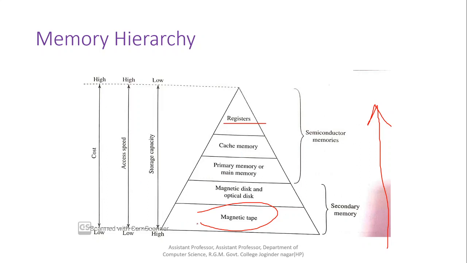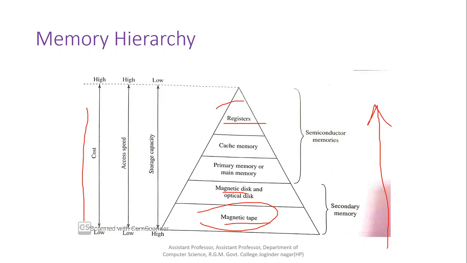When we go from bottom to top, the cost of the memories increases. One of the cheapest memories available in the market is magnetic tape, then we have magnetic disk, and registers are very high in cost as compared to other memories. And when we go from bottom to top, the access speed, or the time taken for a read or write operation, also decreases.